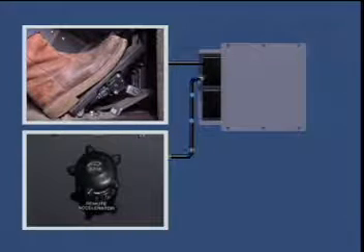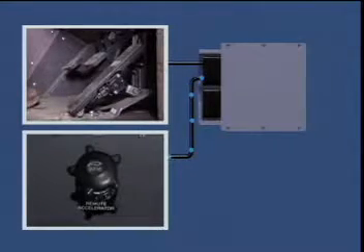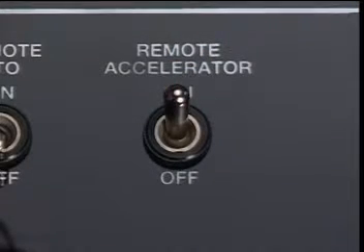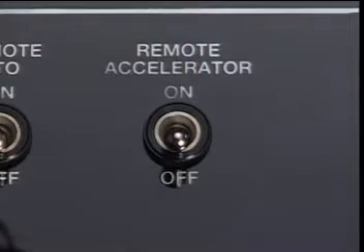The ECM then controls the engine speed based on the signal from the remote throttle, and the cab accelerator signal is ignored. The ECM uses the input from the remote throttle to control engine speed until the remote throttle switch is moved to the off position, and the requested primary accelerator is less than or equal to the requested remote throttle.